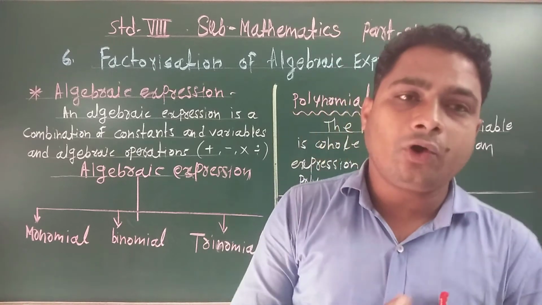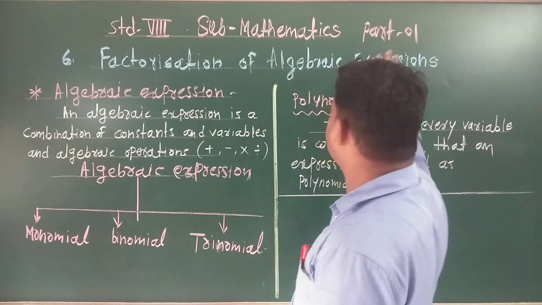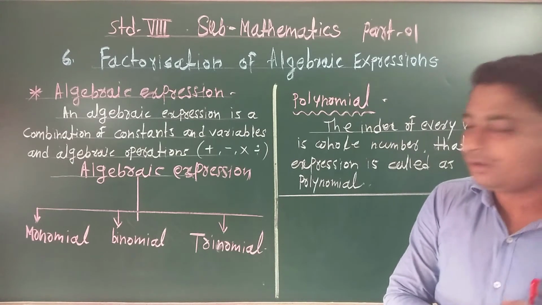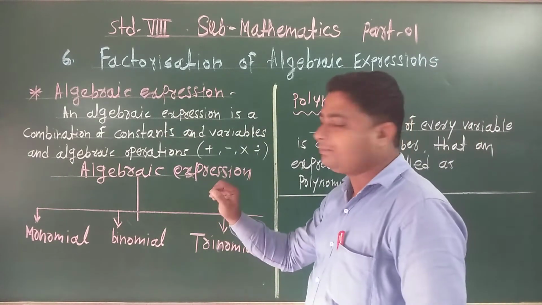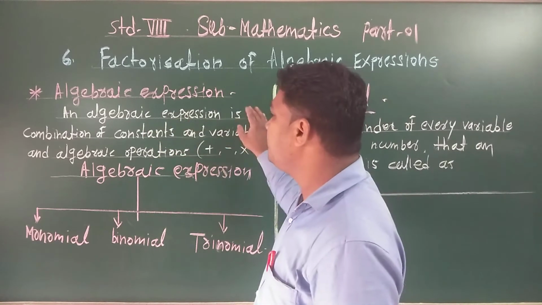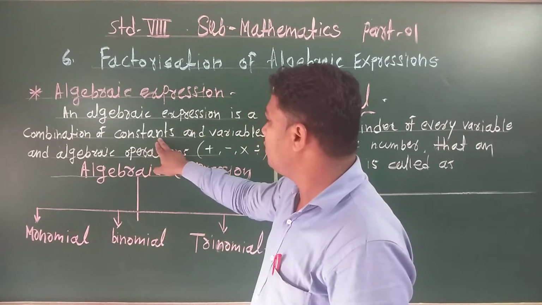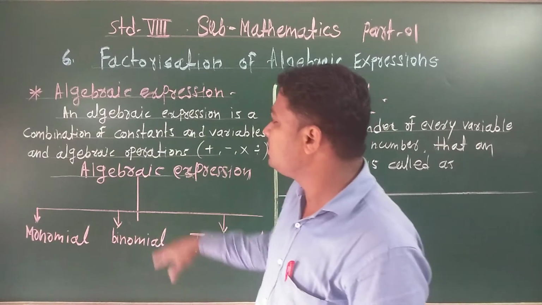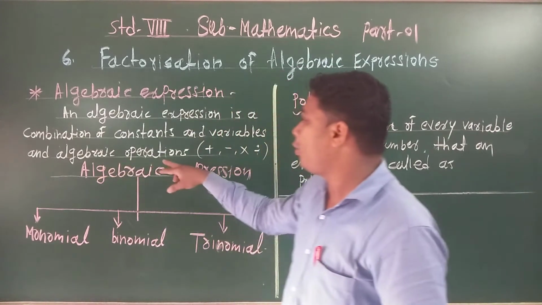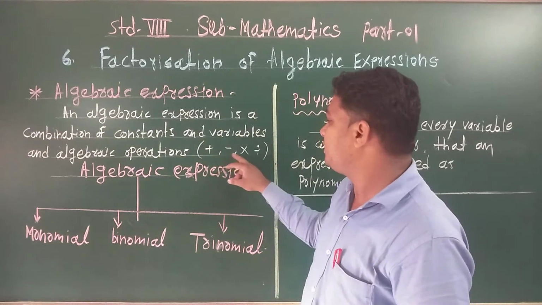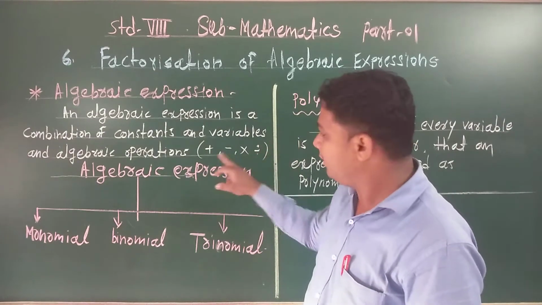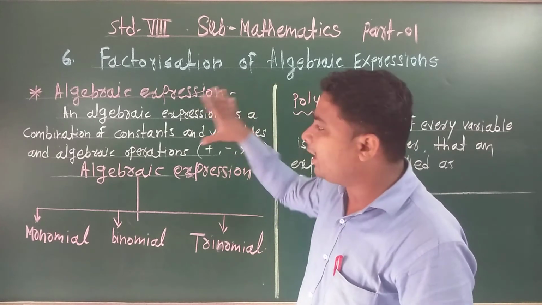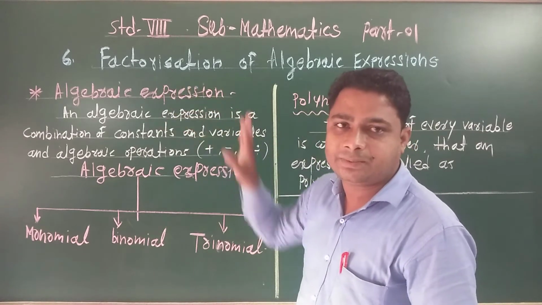So what is the definition of an algebraic expression? Do you know? An algebraic expression is a combination of constants and variables and algebraic operations: addition, subtraction, multiplication and division. That process is called an algebraic expression.